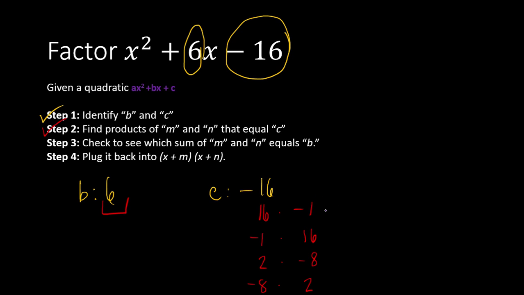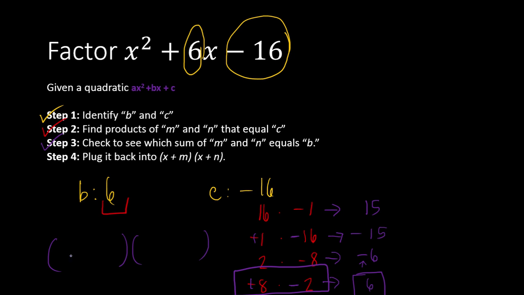So starting at the top, the sum of 16 and negative 1 is 15. Oops, this should be negative. There we go. Next I get negative 15. The sum of 2 and negative 8 is negative 6, so we're close, but it's a negative and we need a positive value. Next we sum positive 8 and negative 2. And sure enough, we end up with a positive 6. So positive 8 and negative 2 are the values that we're going to use for m and n.